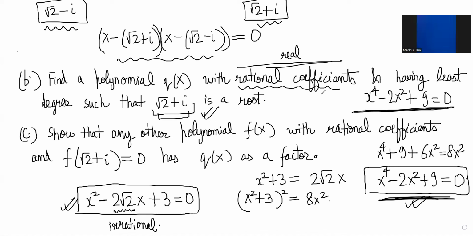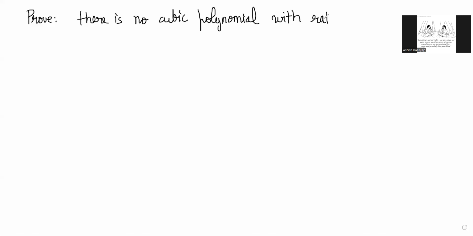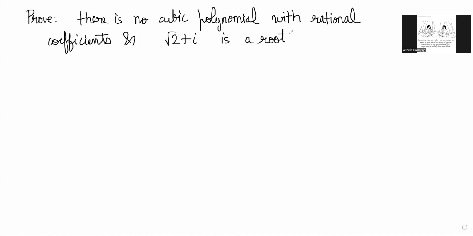Right, sir. One thing that you should try and show here is that in degree 2 it was not working out. We have got it in degree 4, but is it possible to do it in degree 3? We should eliminate that possibility, no? It is not happening in degree 3. Yes, sir. So basically what I would say is you can prove that there is no cubic polynomial with rational coefficients and root 2 plus I is a root. Basically the same problem, we have to show that there is no cubic like that, right?